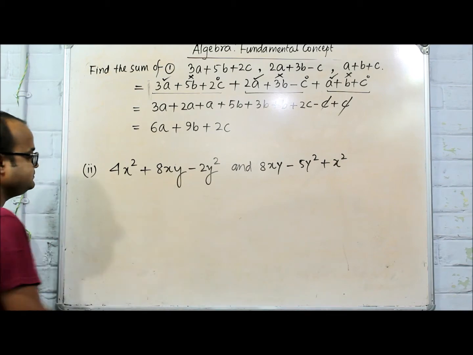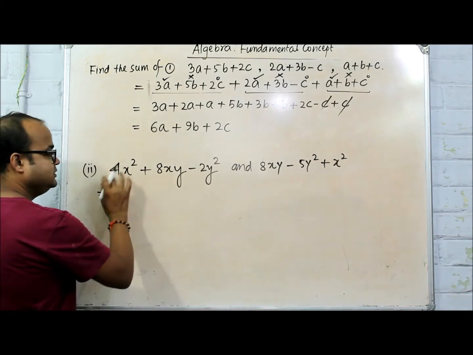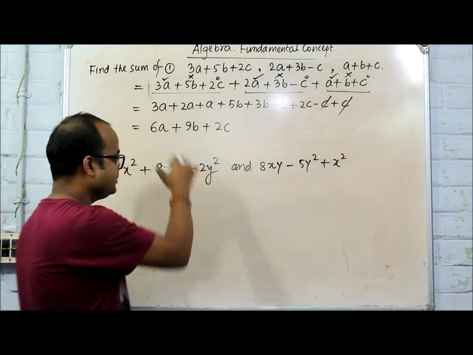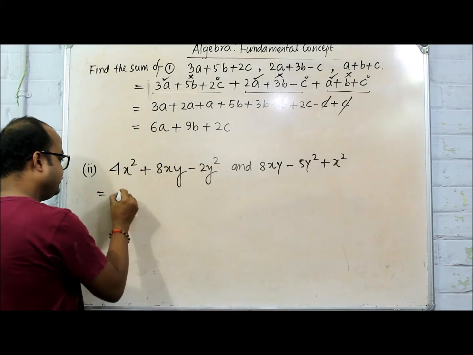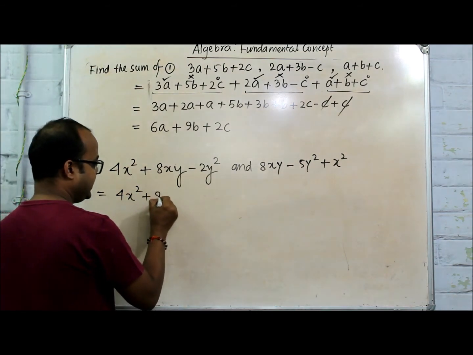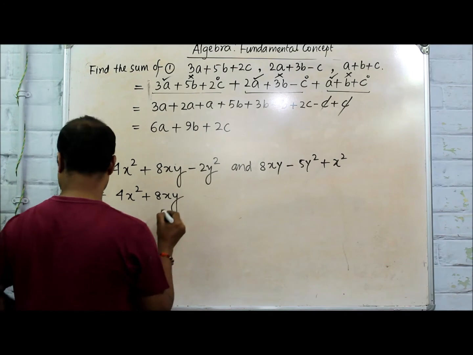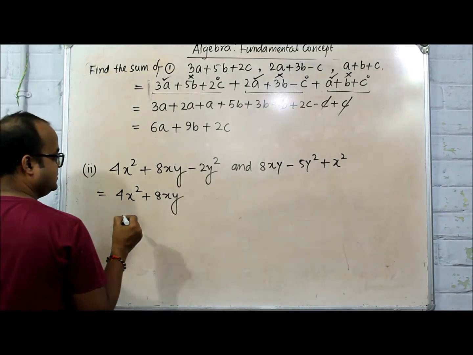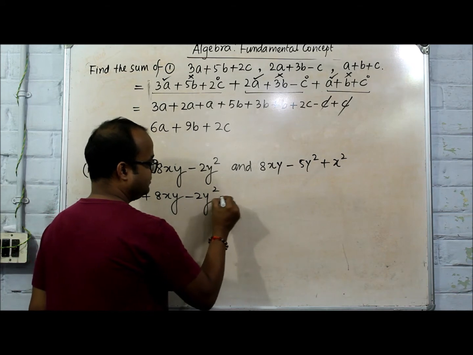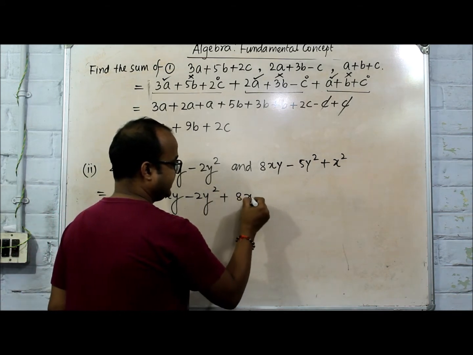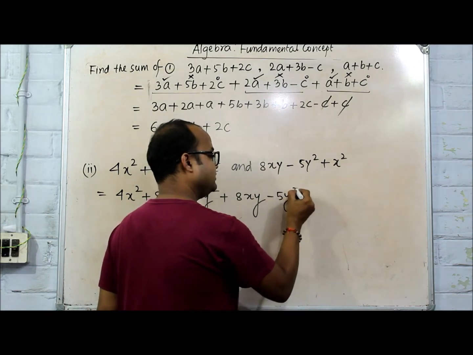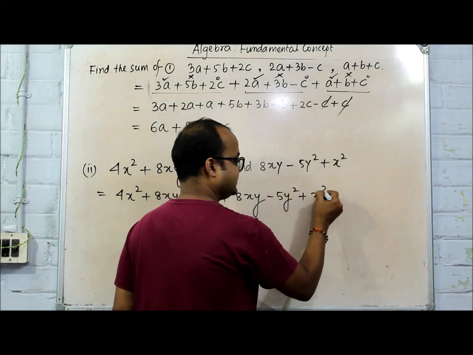Moving into this problem, first we write these 2 terms and put a plus sign in between because we need to add. So 4x square plus 8xy minus 2y square, plus 8xy minus 5y square plus x square.